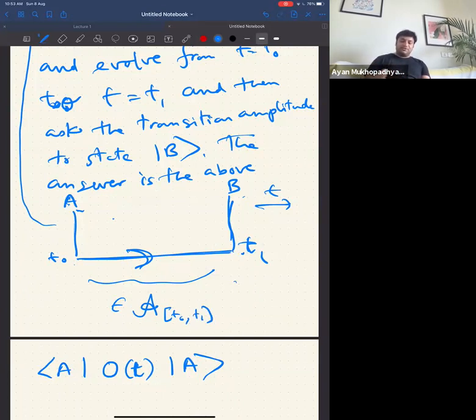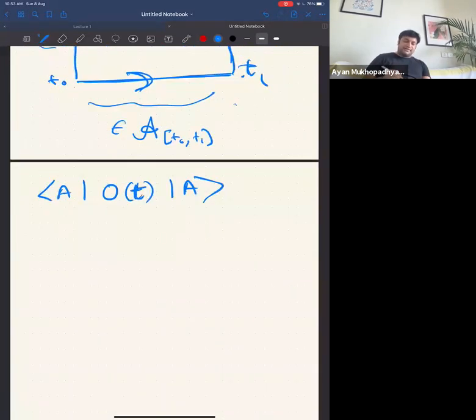and this transition amplitude is only going to depend on what you're doing here and not what you did in the past, for example, or what you're going to do in the future. It only depends on the observations that you're doing in this time period, or the way you're driving the system in this time period.